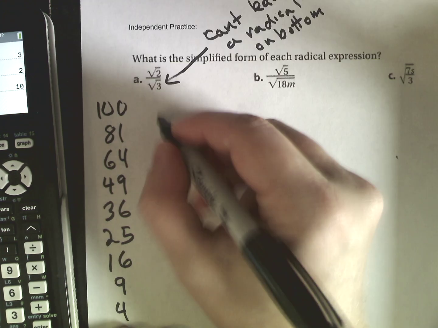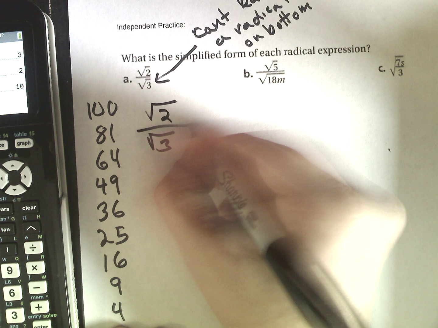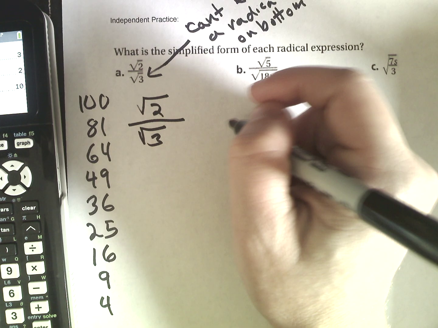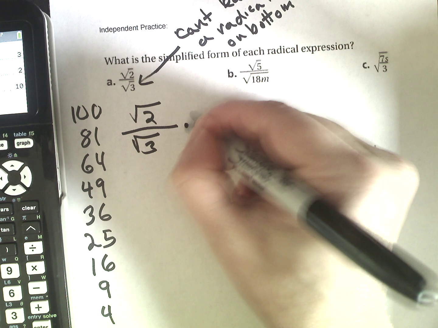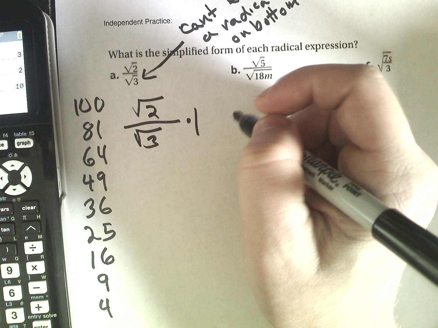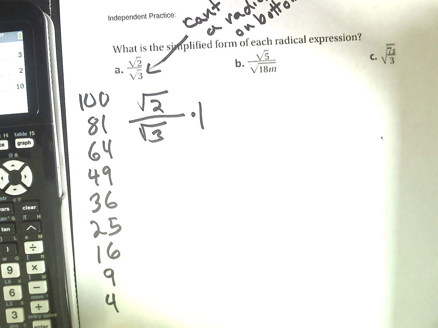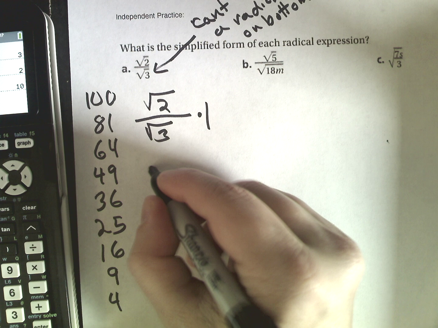I'm going to use this idea here. So here's what I'm going to say. Well, square root of 2 over square root of 3. Now, if I multiply it by a number that's not going to change it, I could always multiply it by 1. Anything by 1 is itself. 2 times 1 is 2. 3 times 1 is 3. 4 times 1 is 4. So I'm going to use that thing, but my 1 is going to look different.